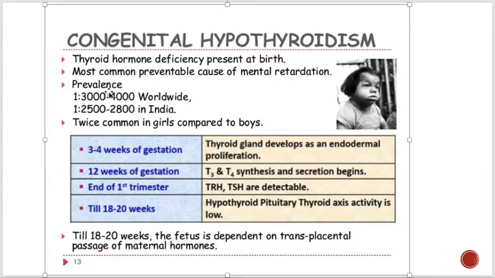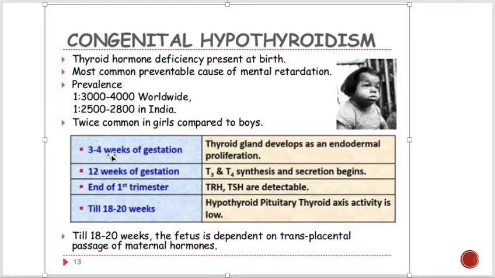Now, this is the prevalence, in India or worldwide. Hypothyroidism is more common than hyperthyroidism. That's why I am talking about hypothyroidism first of all. And this is twice as common in girls compared to boys.